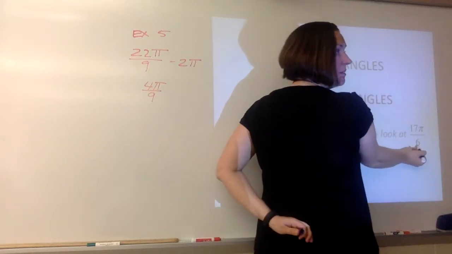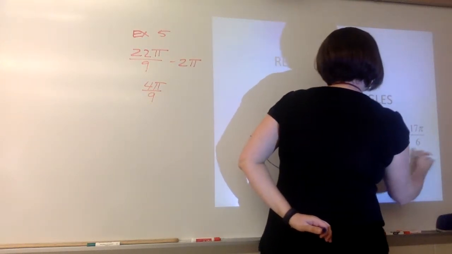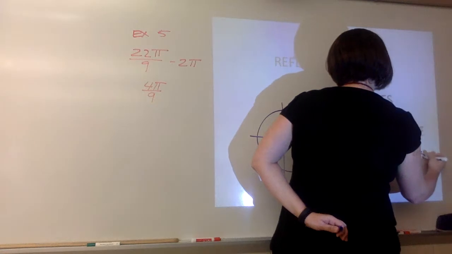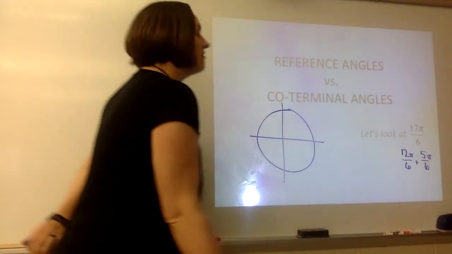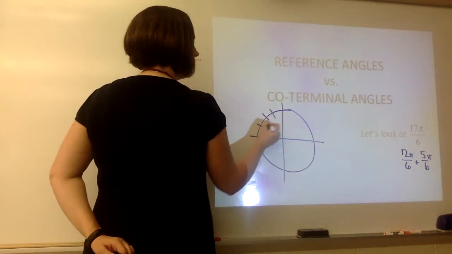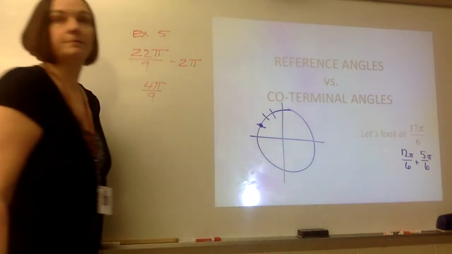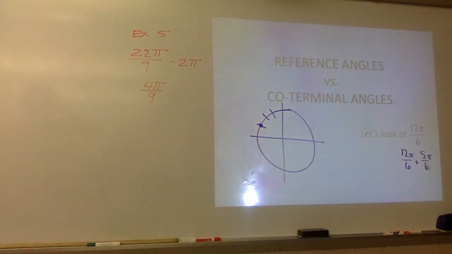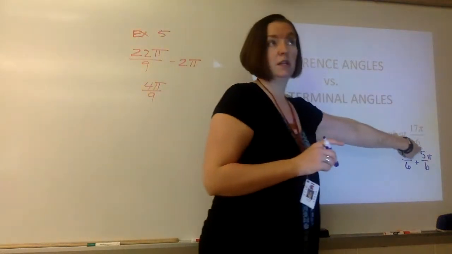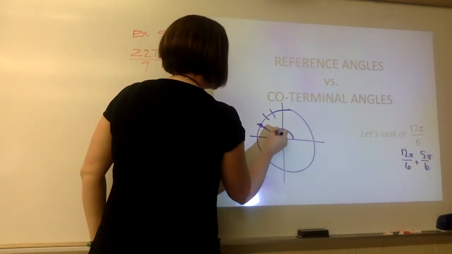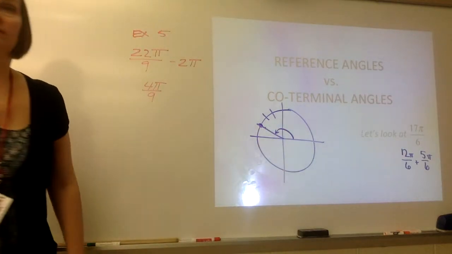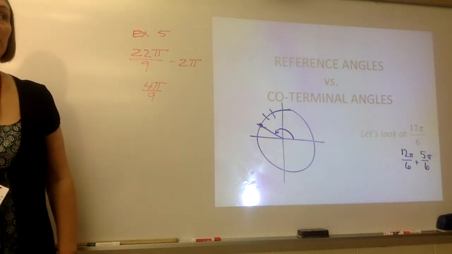Take the denominator, double it, and say, okay, 12 pi over 6 plus 5 pi over 6. Where is 5 pi over 6, which is what you were asked to memorize? Right here. Okay, so 17 pi over 6 is located there. 17 pi over 6 is more than 1 revolution. So if I don't go a full revolution and I come in, what's the size of this angle? How big is that swoop?